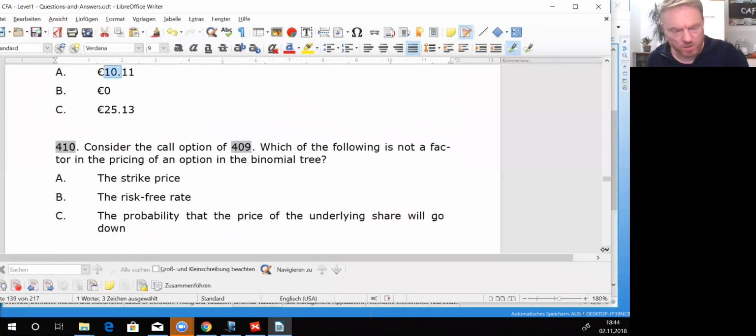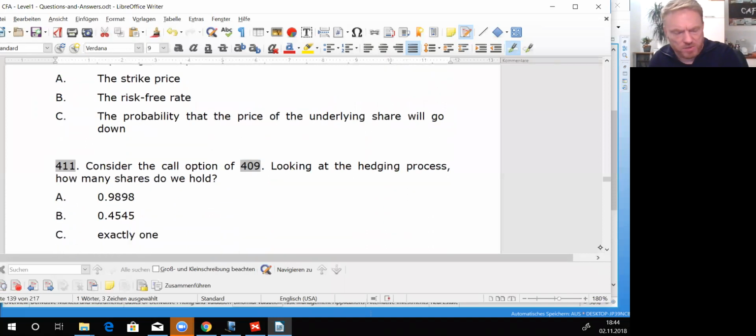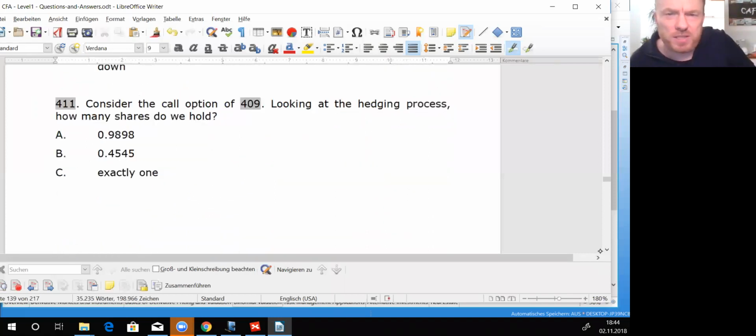Now, question 410. Consider the call option. Actually, there is the next question, question 411, which is a bit easier now because we could just go on to the next one. Consider the call option of question 409.